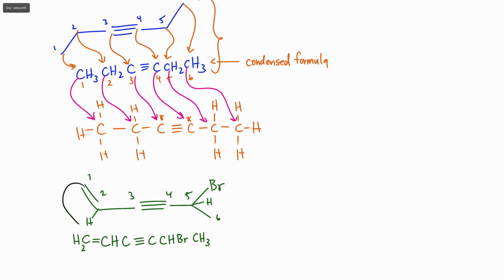So this would represent this. This CH would be represented by that. That carbon would be represented by that. That carbon would be represented by that. This CH would be represented by this. And this is your Br and CH3.